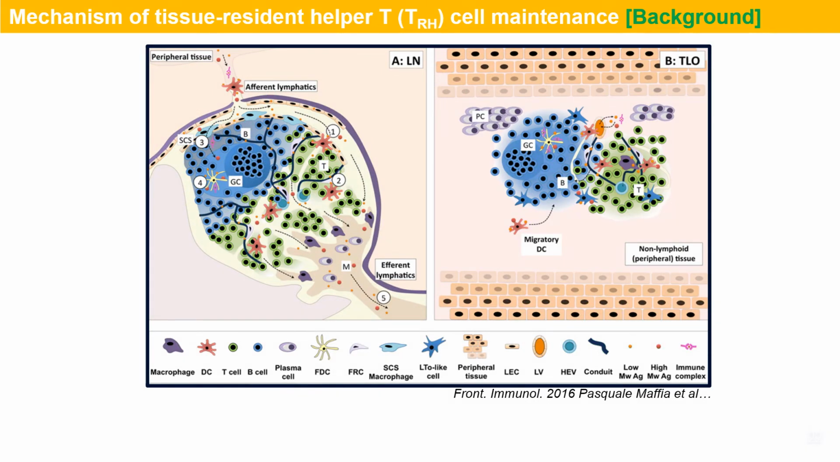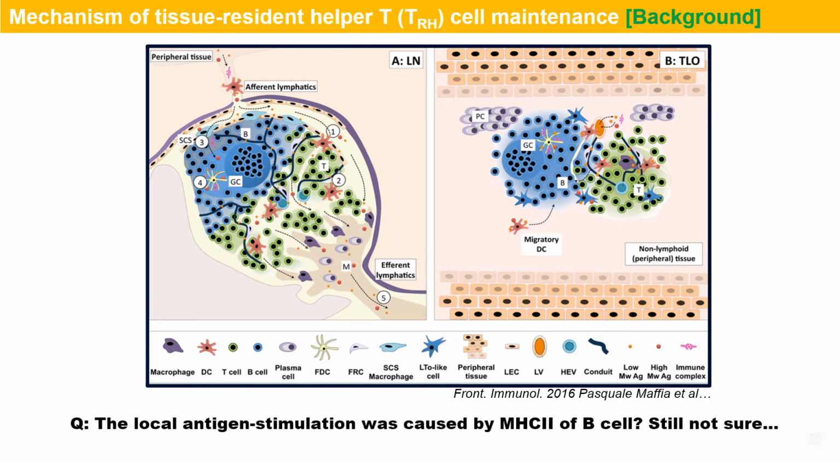But unlike lymph nodes, lung ectopic lymphoid structures like iBALT have different types of MHC class II positive cells, like DCs, macrophages, and B cells. So we are still not sure whether the local antigen stimulation was caused by MHC class II signaling of B cells. To figure out this question, I have done several other experiments.